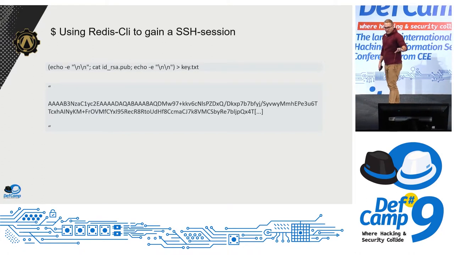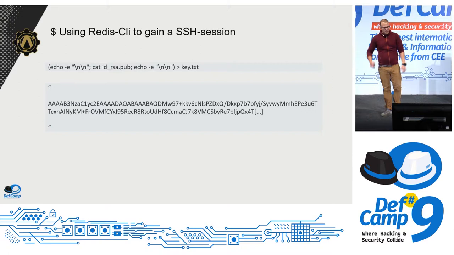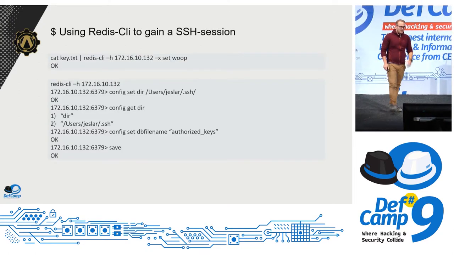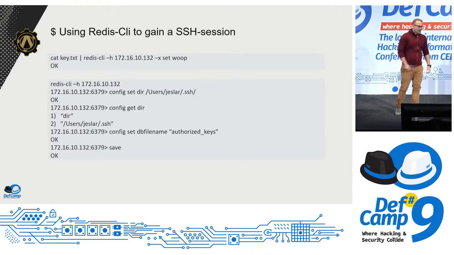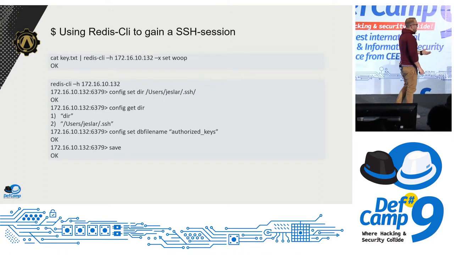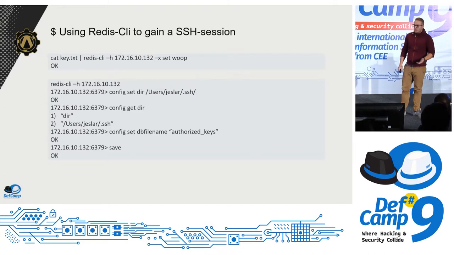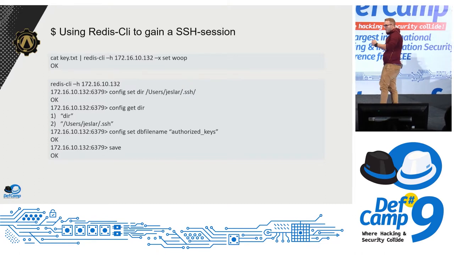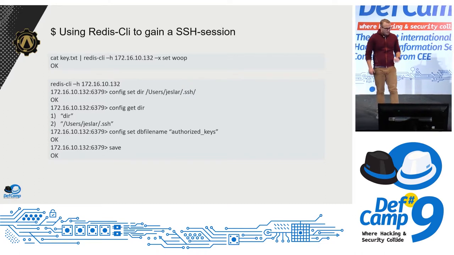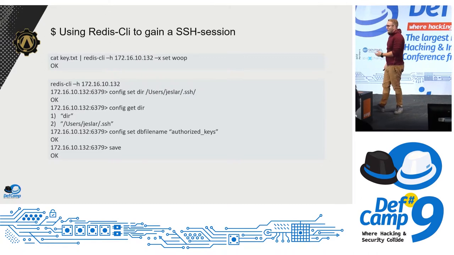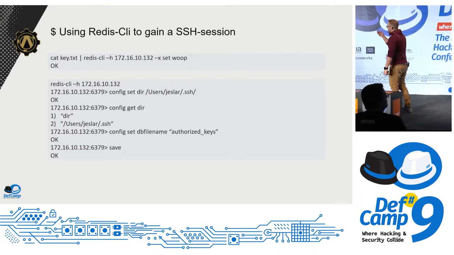So we take this and name it key.txt. We use cat and pipe it to the Redis CLI, and we use the -x flag, which is an awesome function that puts the input into memory. We add a name, whoop, because whoop is cool. So we put it there, and now we've sent my public key to the memory of the Redis instance.